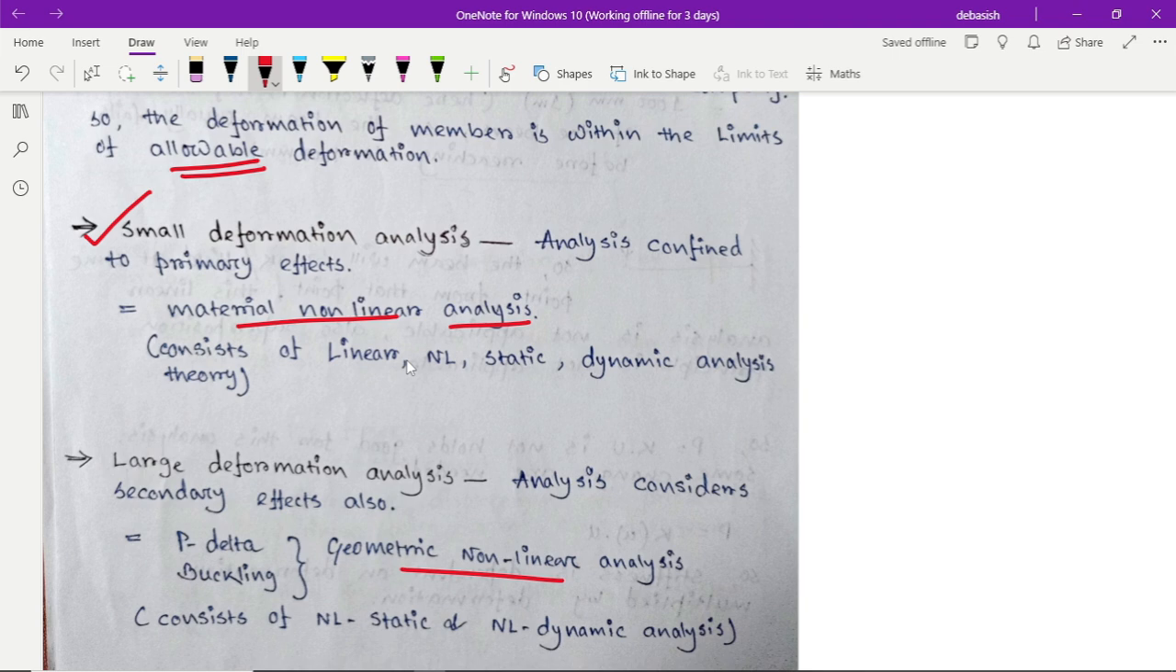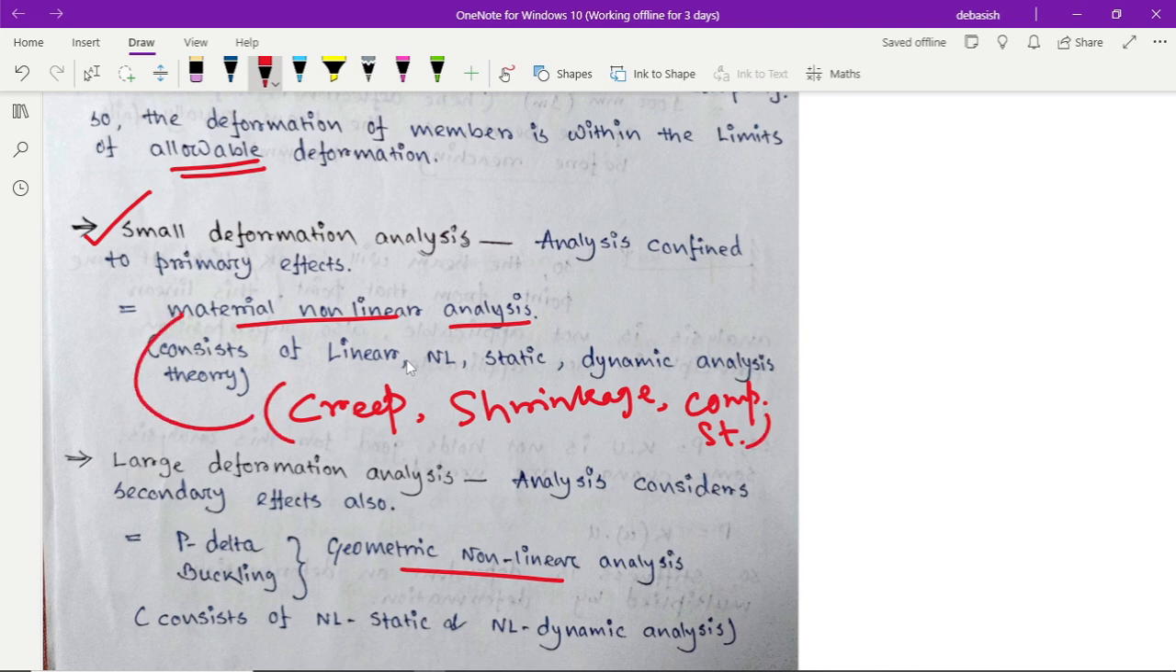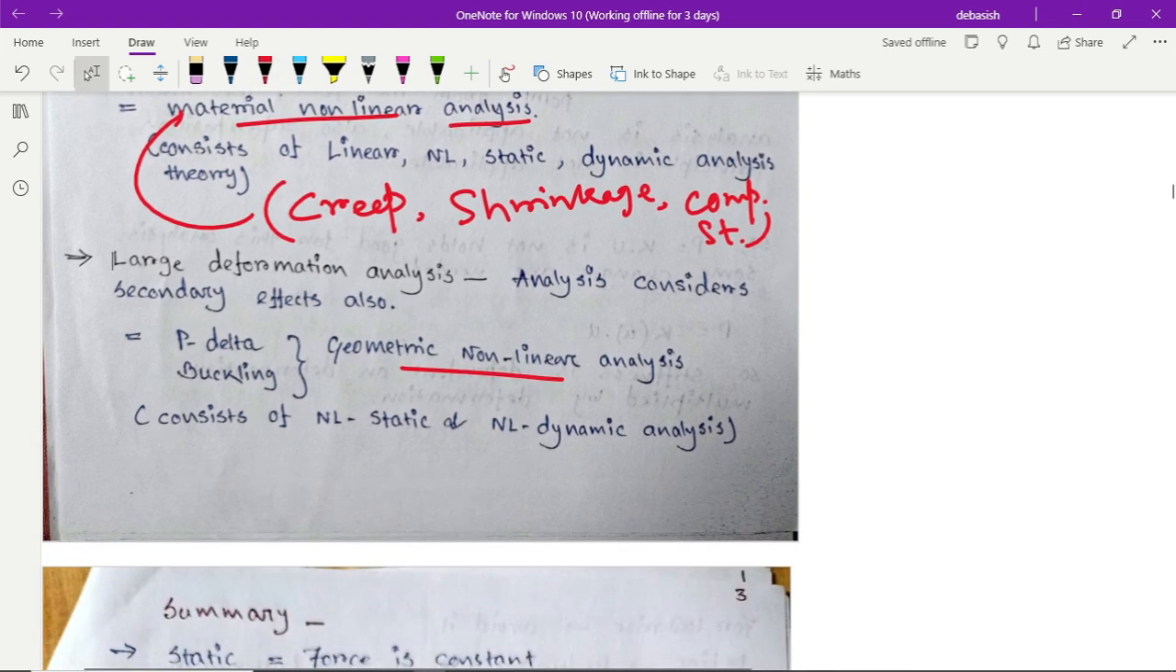Under material non-linear analysis, we can perform creep analysis, shrinkage analysis, and compressive strength analysis. These we can perform under the category of material non-linear analysis. And in case of geometric non-linear analysis, there will be secondary effects also, so these will be performed under P-delta analysis and buckling analysis.